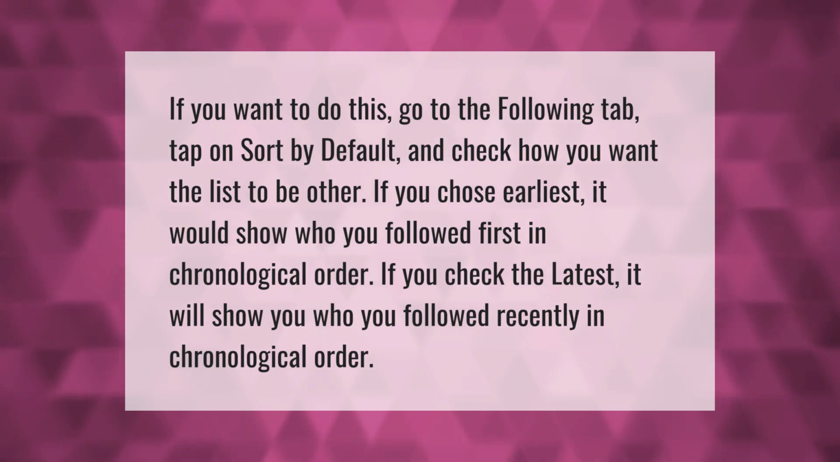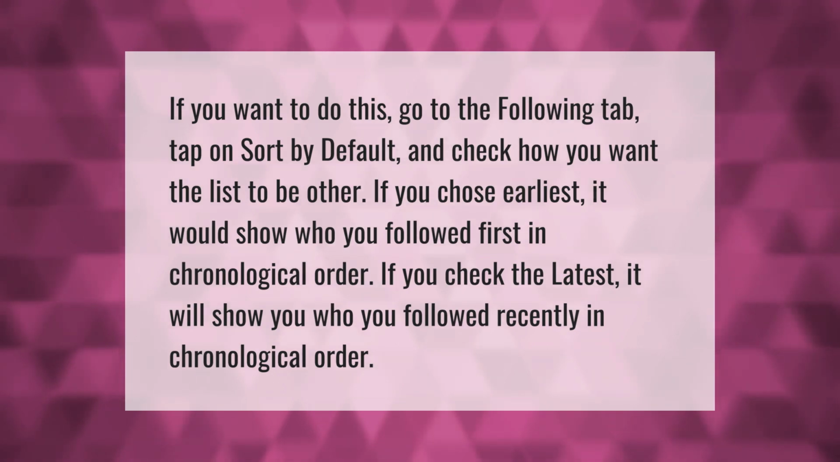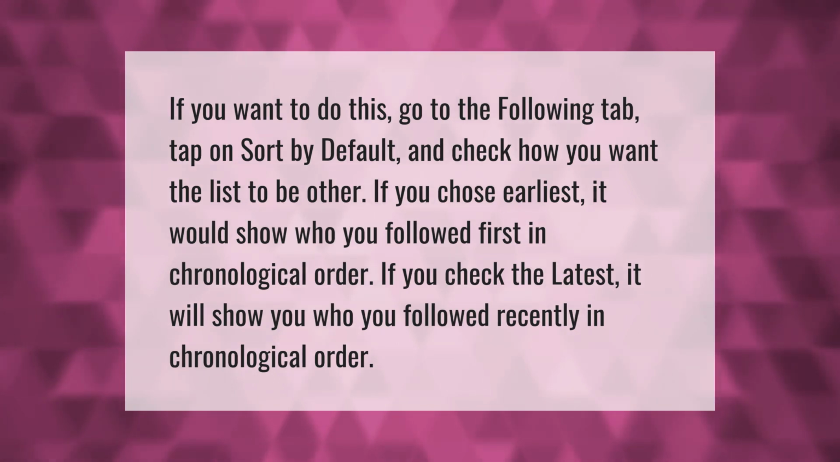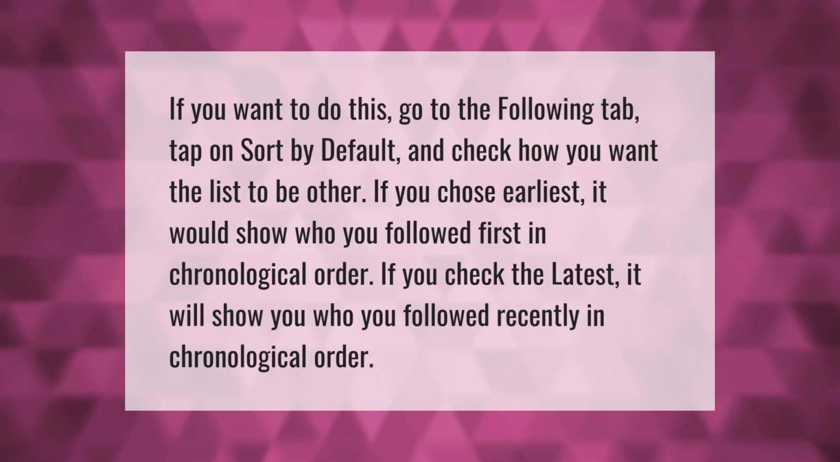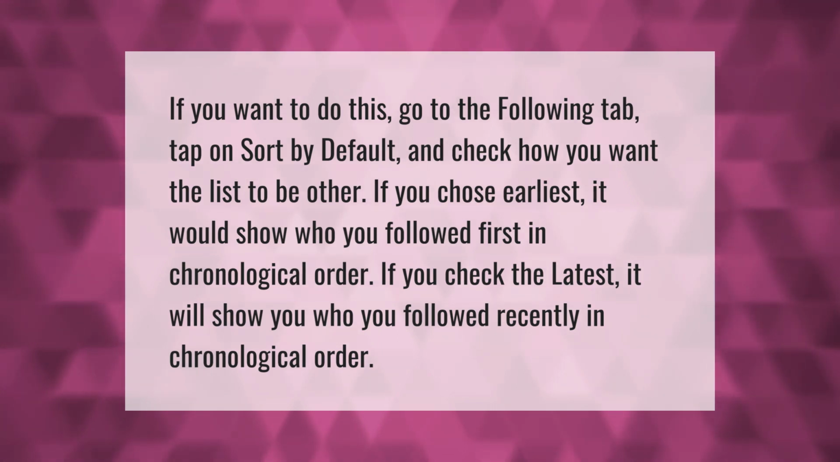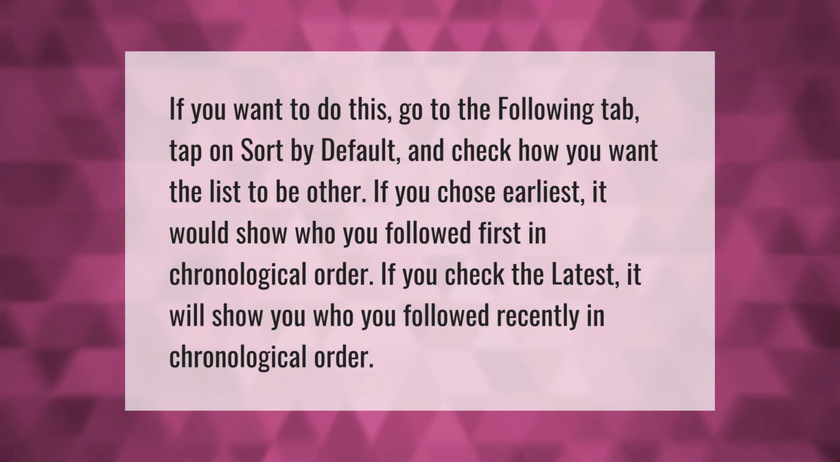If you want to do this, go to the Following tab, tap on Sort by Default, and check how you want the list to be ordered. If you choose Earliest, it will show who you followed first in chronological order. If you choose Latest, it will show who you followed recently in chronological order.